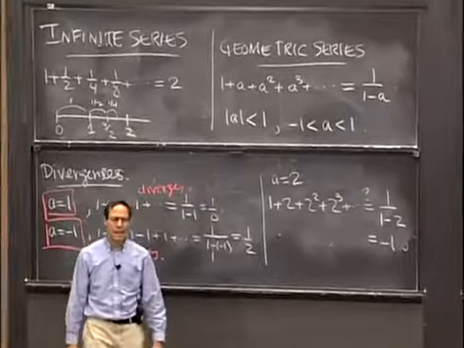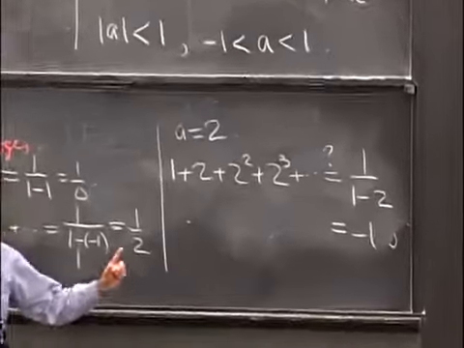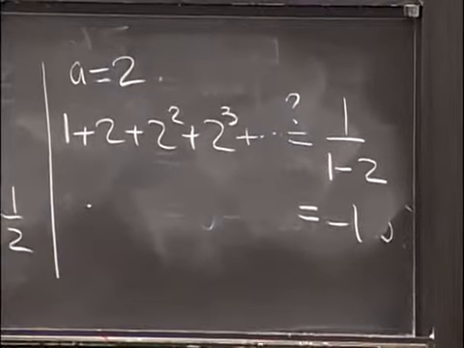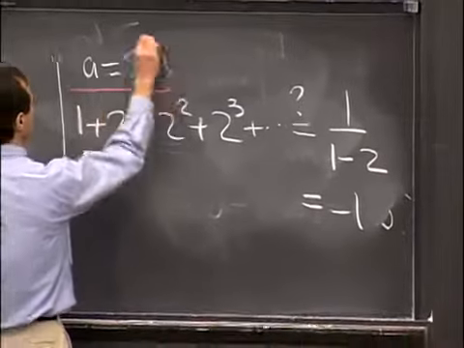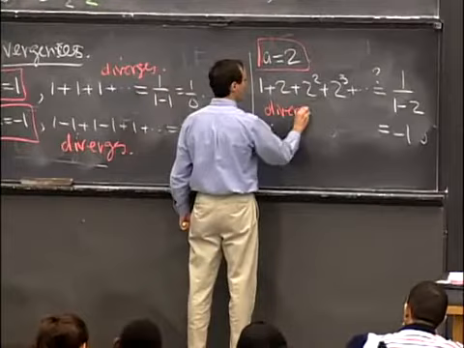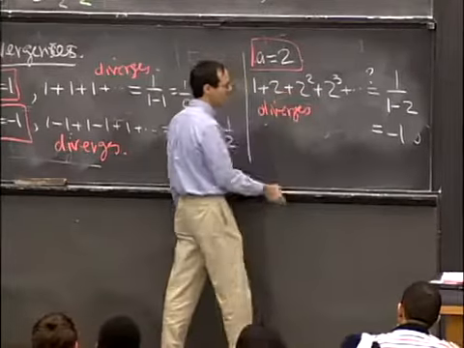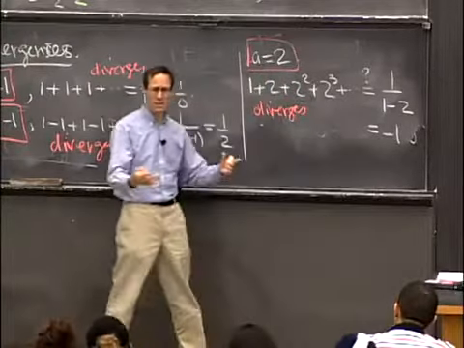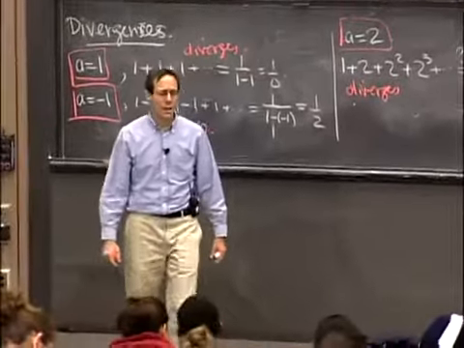Now this one is clearly wrong. This one is totally wrong. It certainly diverges. The left-hand side is obviously infinite. The right-hand side is way off. It's -1.